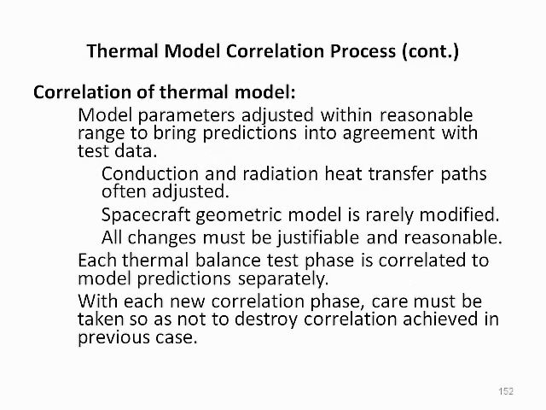The thermal math model is correlated by adjusting model parameters within a reasonable range to bring predictions into agreement with test data. Conduction and radiation heat transfer paths are often adjusted, but the spacecraft geometric math model is rarely modified. All changes that are made to the model must be justifiable and reasonable. Each thermal balance test phase is correlated to the model predictions separately. With each new correlation phase, care must be taken such that new adjustments do not destroy the correlation achieved in previous cases.